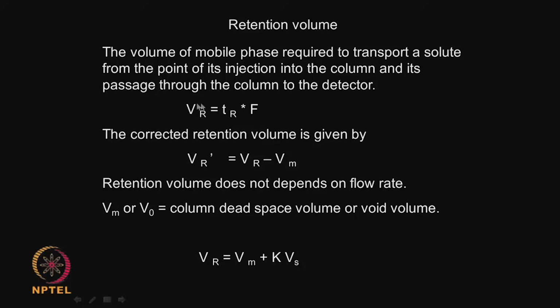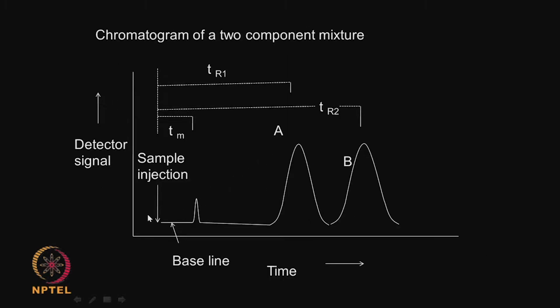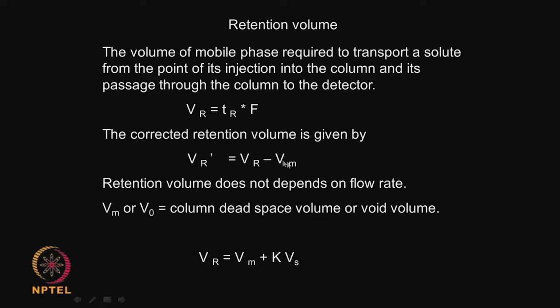Retention volume is given by retention time into flow rate, it is obvious, right. That is the volume of the mobile phase required to transport that solute from the injection point right up to the detector point, right. Similarly, if you want the corrected retention volume, we need to subtract Vm. If you remember, I mentioned something called Tm, because if you just inject, you will get a small peak corresponding to the dead volume of your packed material. So, to correct the actual retention time, you need to subtract this Tm from Tr. Similarly, for the actual retention volume, you subtract Vm. Okay.